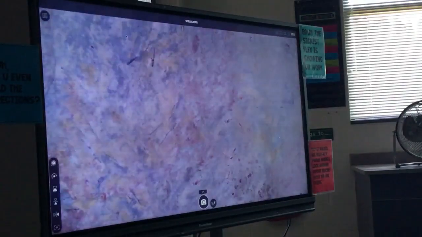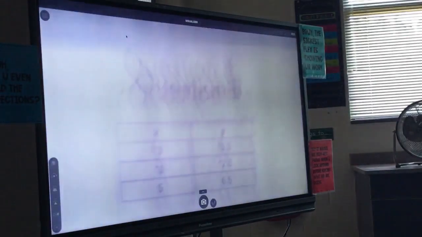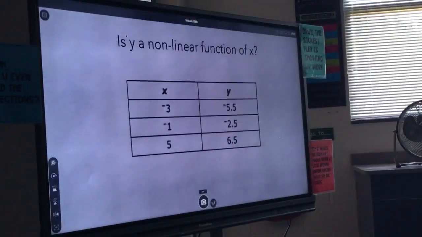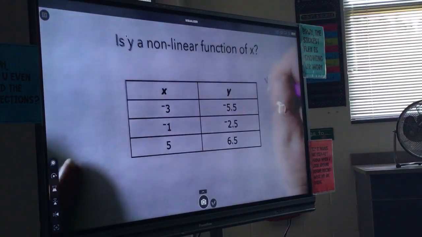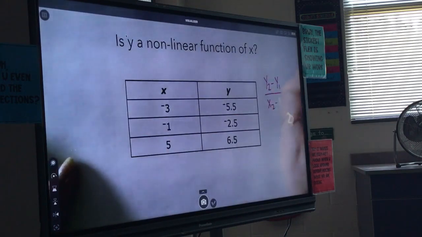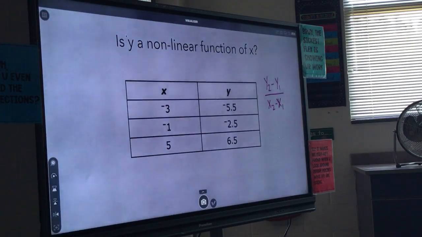All right, number 8. Now, number 8, there are a couple ways that we can figure this out. How many of you guys remember this? The y2 minus y1 over x2 minus x1. We did it, it was a whole lot of questions, but we talked about it briefly. So you can do that this way. And I'm going to show you.